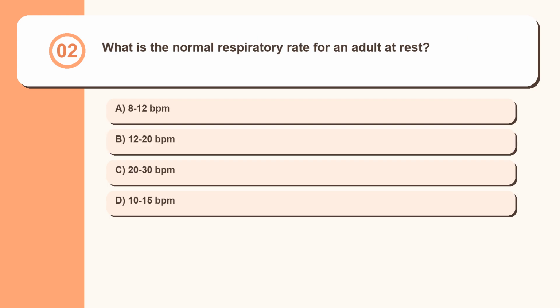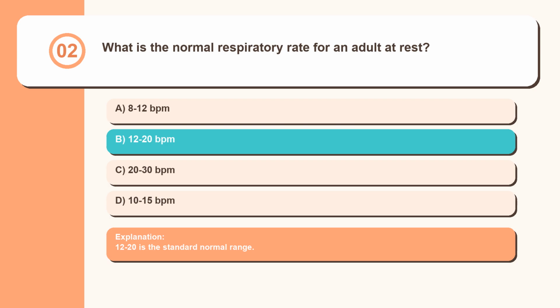Question 2. What is the normal respiratory rate for an adult at rest? 8 to 12 bpm, 12 to 20 bpm, 20 to 30 bpm, 10 to 15 bpm. 12 to 20 is the standard normal range.